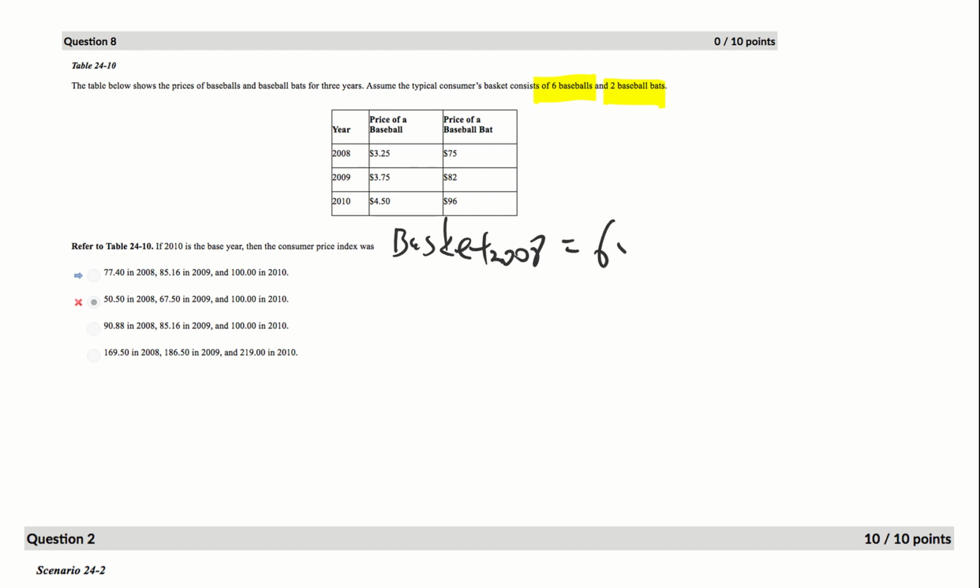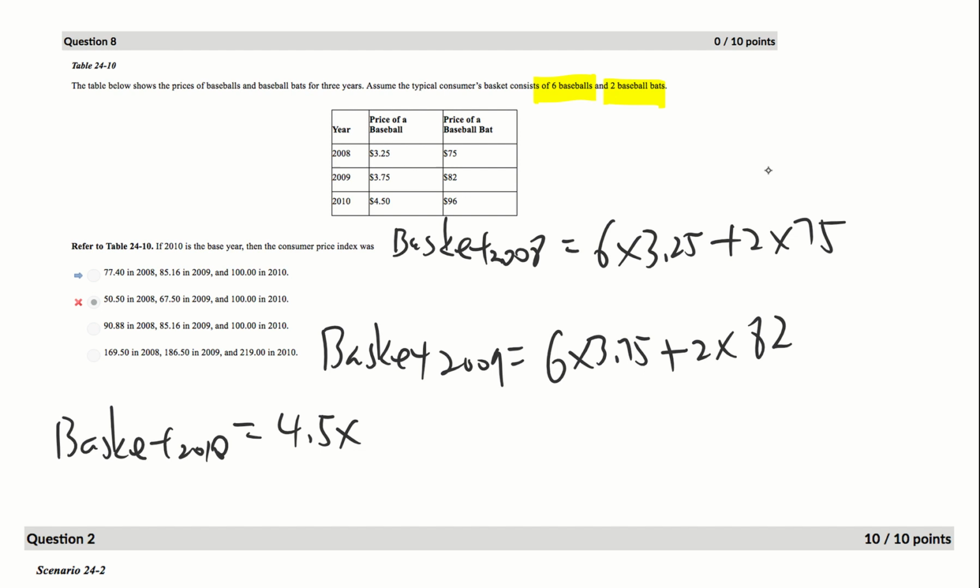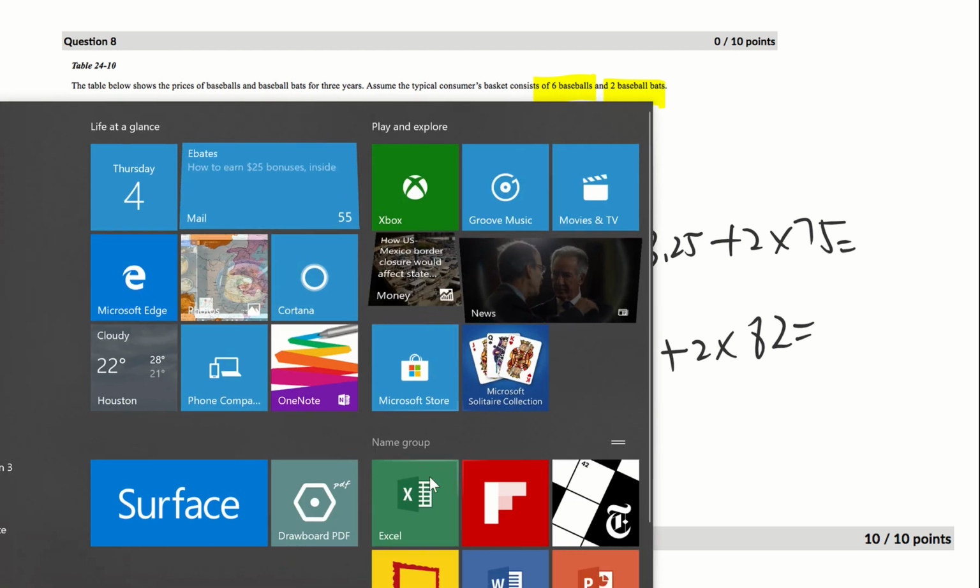which equals 6 times 325 plus 2 times 75, and then the basket in 2009, this equals 6 times 375 plus 2 times 82, and then the last one, the basket in 2010, and that will be 450 times 6 plus 96 times 2. All right, so let's find out how much our basket cost is. Okay, let me use a spreadsheet that might be easier to work with.